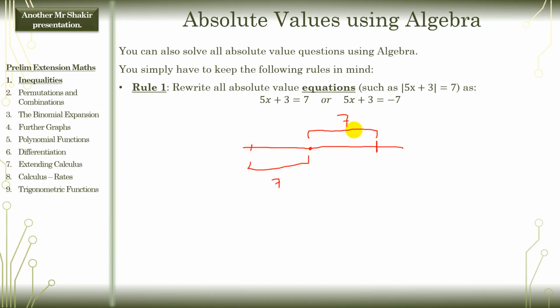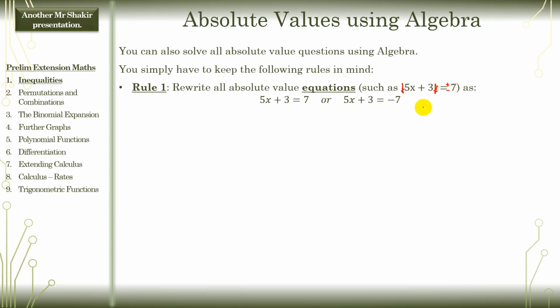So it'll be negative, positive. That's why we write two solutions: 5x plus 3 is equal to 7, or 5x plus 3 is equal to negative 7. So if you are dealing with an equal sign, there's going to be two solutions, and we write this as plus or minus 7, and we get rid of this sign, and that's it. That's the first thing.